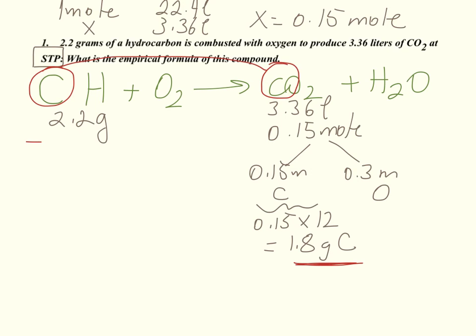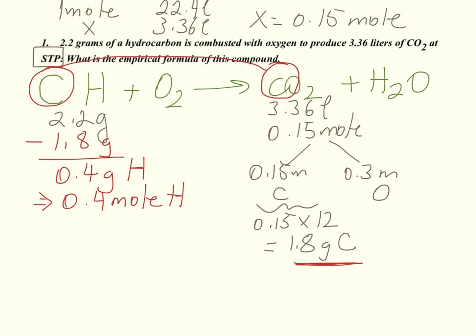So, subtract 1.8 grams from our 2.2 grams and we're left with 0.4 grams of hydrogen, which is the other element in our hydrocarbon. This 0.4 grams is also equal to 0.4 moles of hydrogen because the molar mass of hydrogen is 1. We can start writing the formula of our compound now.